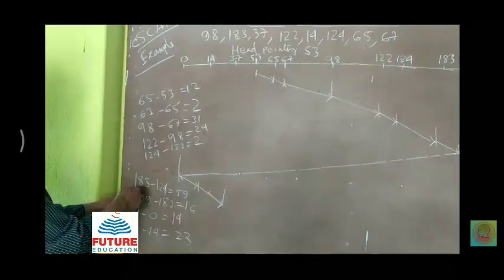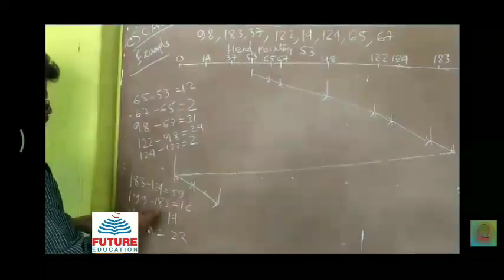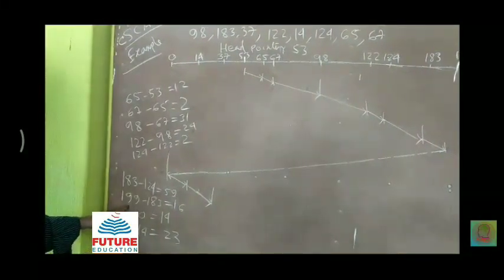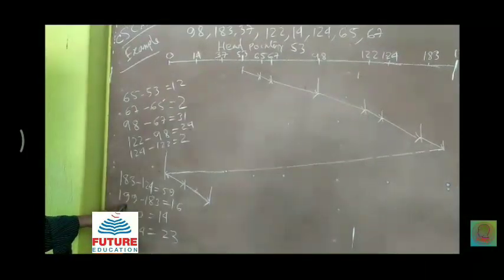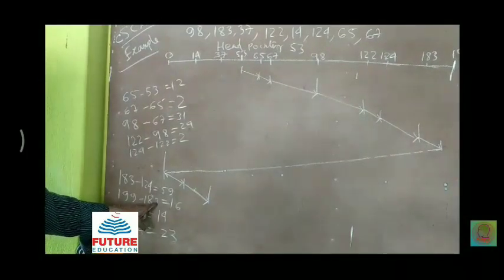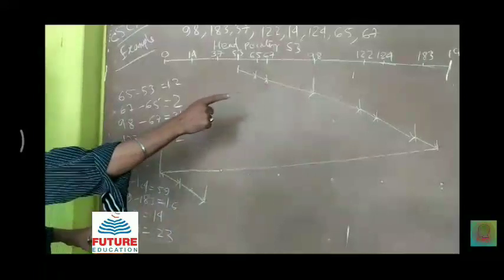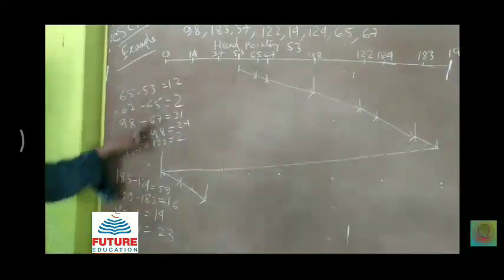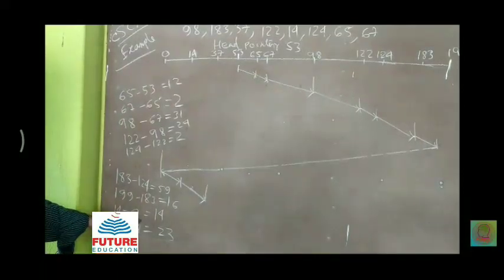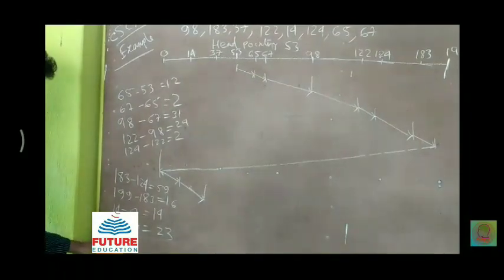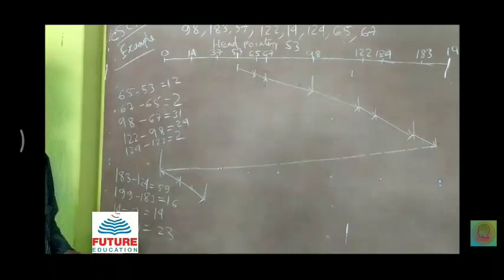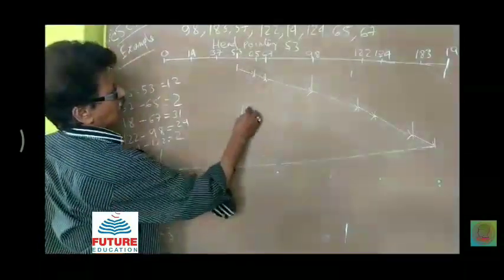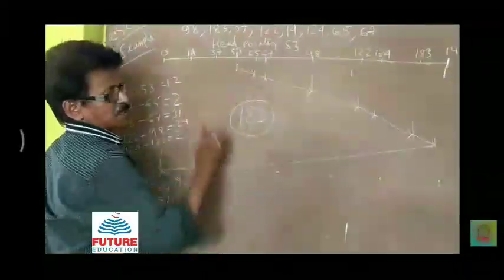And lastly, 183 minus 124, where 183 is the last pointer. But from 199, we just reach sector 0. So from 0 to 14, that means 14 minus 0. And now 37 minus 14, that is 23. If we sum up this figure, we will get 183 as the total disk movement.